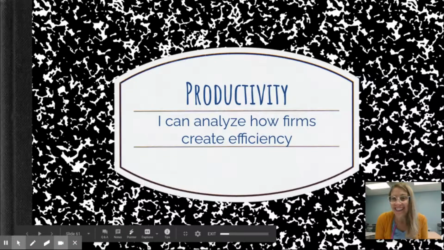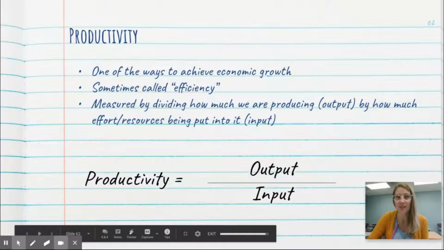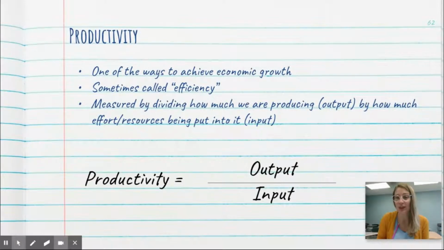Hi guys! Today we will be talking about productivity, and our learning objective is I can analyze how firms create efficiency. And firms is another word for businesses. So productivity is something that we learned about when we talked about utility. It is one of the ways to achieve economic growth, and it is sometimes called efficiency.